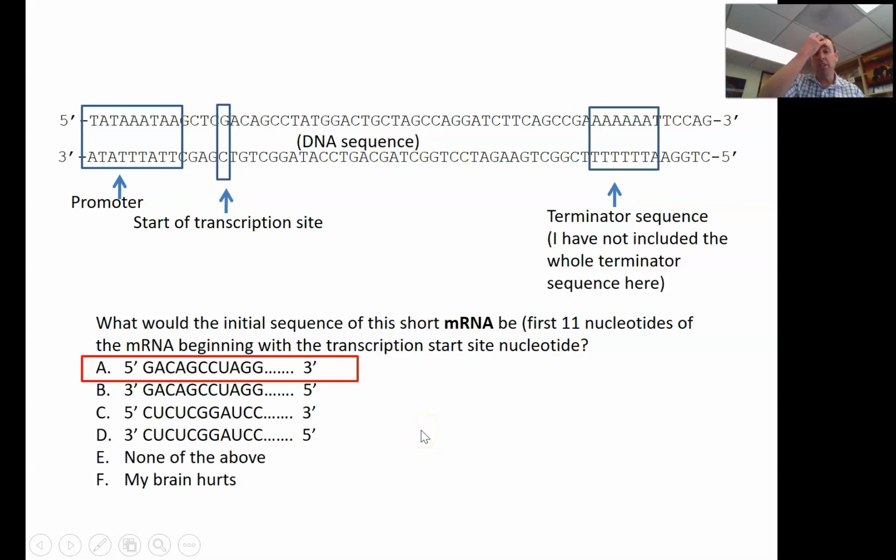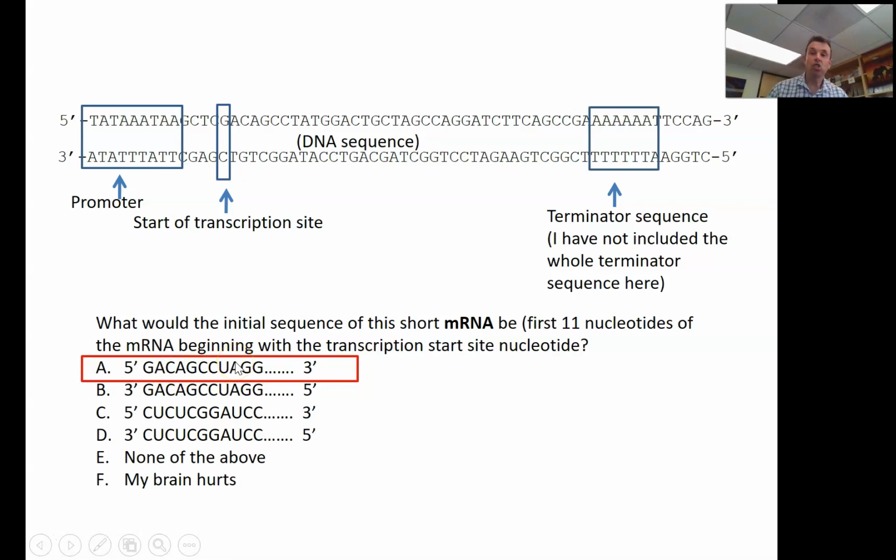Another way you can think about this is we know that the mRNA is basically the same as the coding strand, with the exception that when the coding strand has a T, the mRNA would have a U instead. So we can also see that it's the same orientation as the coding strand. We know the top's the coding strand. So 5 prime, G, A, C, A, G, C, C, U, A, U, G, G. That also is what's going to be the mRNA.